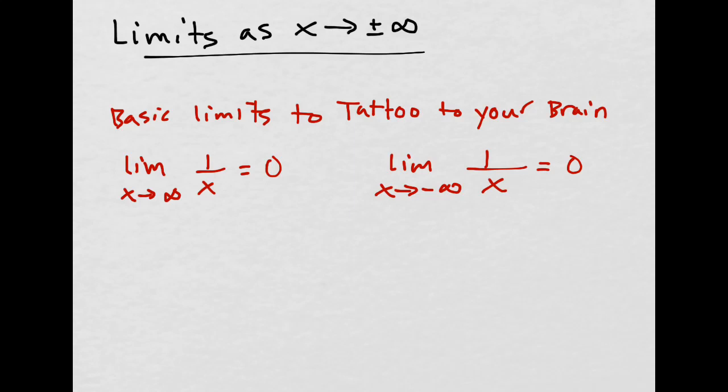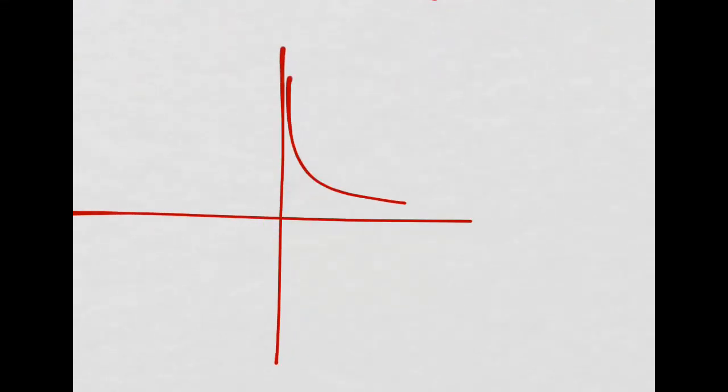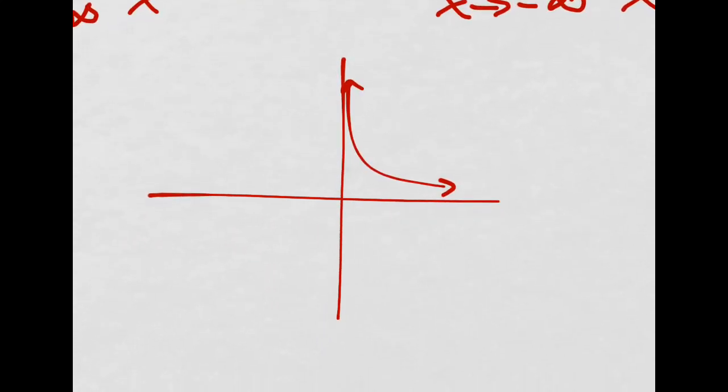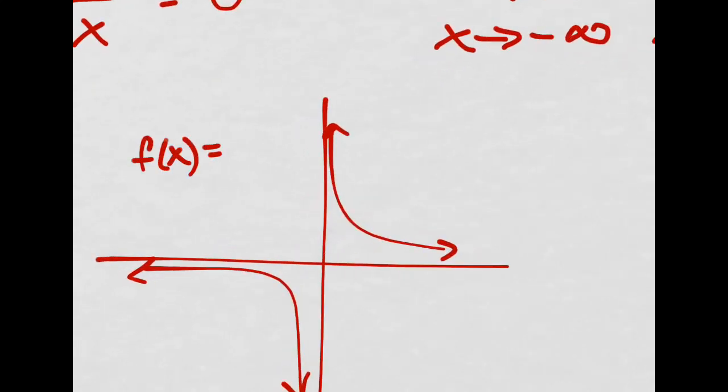Now, some people like to think, oh, wait a minute, I know the graph of 1 over x. That just looks like this. If I approach infinity from my graph this way, that means I have to be on this part of my function, and my y value is approaching the horizontal asymptote at 0. And same as when I approach negative infinity. Even though this is a negative number, I'm still approaching 0, just from the underside. So this is the graph of f of x equals 1 over x.